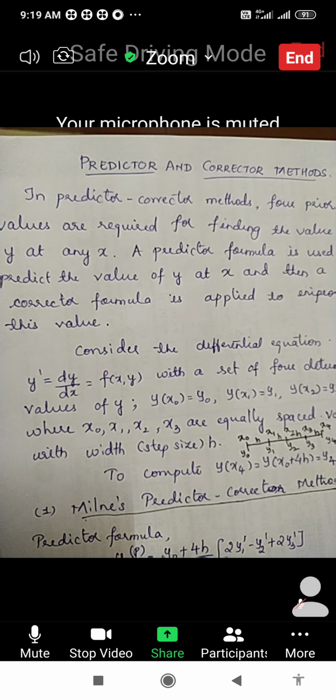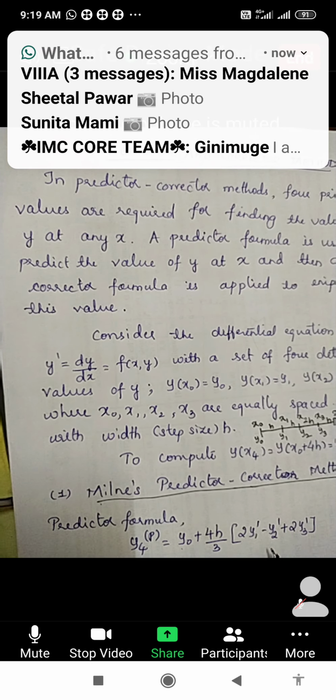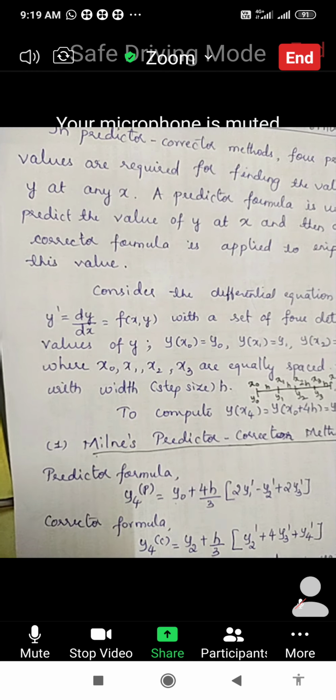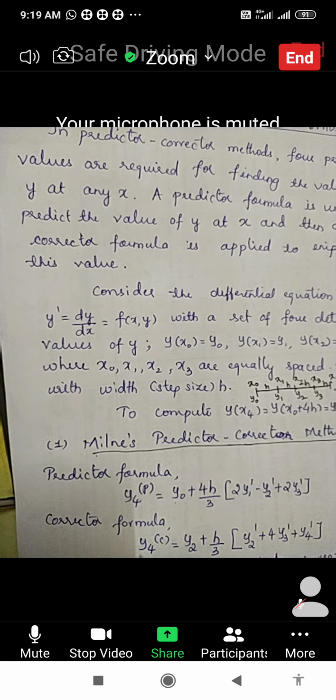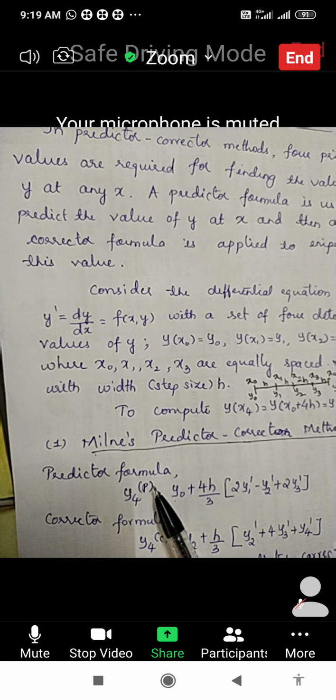Here we don't have a dash for this y, so be careful about the formula. There is no symmetry, but if you practice more problems and write it often, it will be by-hearted, not to worry. After this predicted value, we apply the corrector formula. The corrector formula is y4 to the power c, the corrected value. The formula is y2 plus h by 3, whereas before we had 4h by 3, into bracket y2 dash plus 4 y3 dash plus y4 dash.